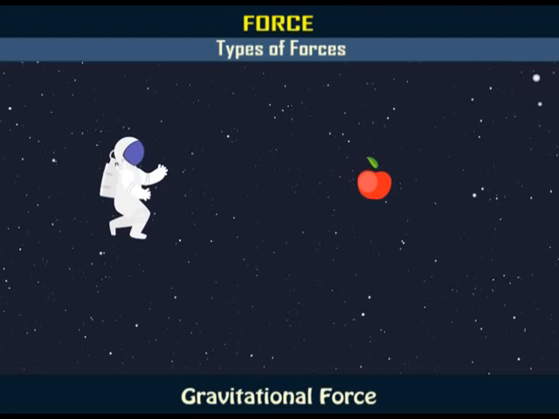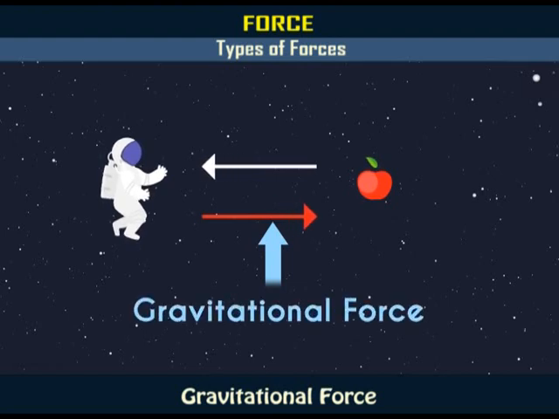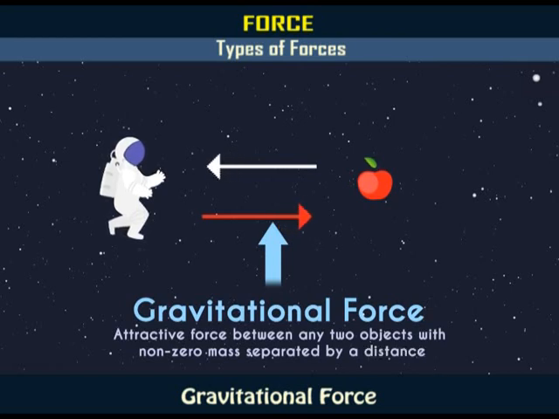Consider any two objects in the universe. They could be planets, humans, animals or whatever, as long as they have mass. Each object is pulling the other towards itself. This attractive force between any two masses in the universe is called the gravitational force. Defined, the gravitational force is the attractive force between any two objects with non-zero mass separated by a distance.